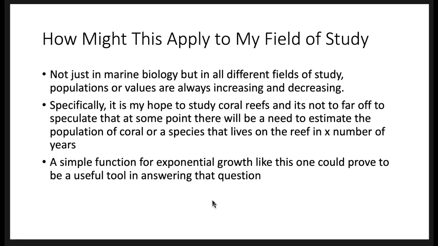How might this apply to my field of study? Not just in marine biology, but in all different fields of study, populations or values are always increasing and decreasing. Specifically, I hope to study coral reefs, and it's not far off to think that at some point I will be tasked with estimating the population of coral or a species that lives on the reef, and what it will be in X number of years. A simple function, like the one we just used to solve our word problem, would be a useful tool in answering that question.